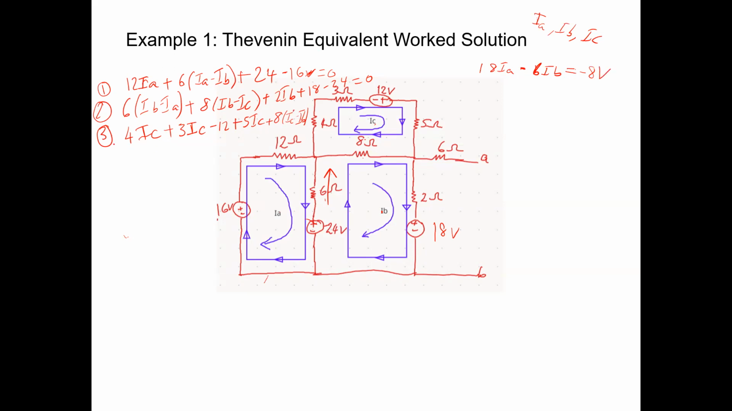Now on mesh 2, I can do it this way. Minus 6 IA, because I'm just reforming to the IA, IB, IC structure. And then plus 6 IB, and then plus 8 IB, which is 14 IB, plus 2 IB in here, 16 IB. And then I have IC, minus 8 IC. It equals how many volts? So I have here 18 minus 24, which is minus 6. And if I bring the minus 6 into that side, then it will be 6 volt.